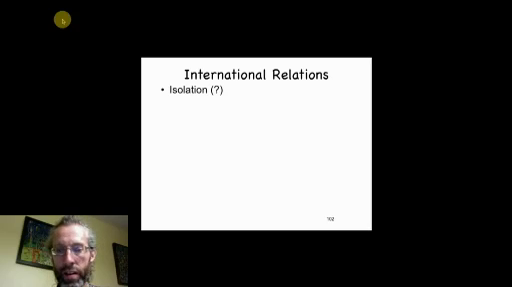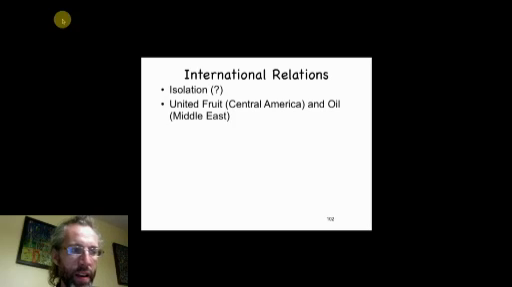1921 is the official end of the war. Congress signs a joint resolution. We never made a formal treaty, but Congress finally passes a joint resolution ending the war.